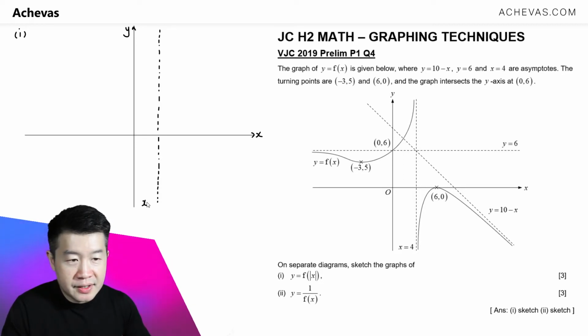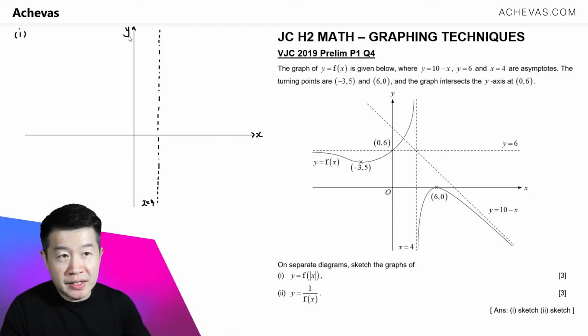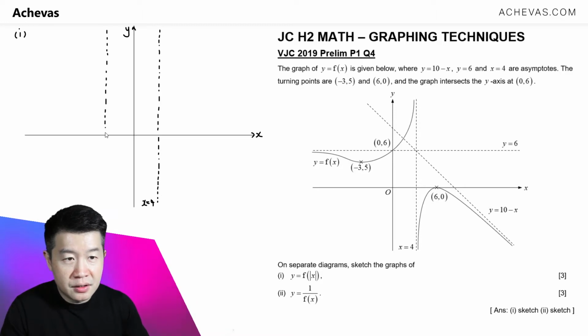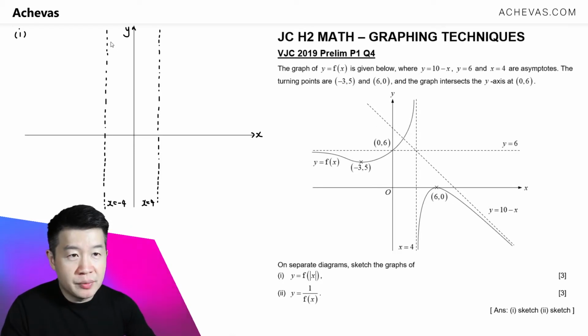So we have x is equal to 4 as my vertical asymptote, and this vertical asymptote will also be reflected about the y-axis. So let me just sketch in the reflected asymptote. So we have that here. Okay, and this is x is equal to minus 4. Let me sketch in the oblique asymptote. So my oblique asymptote is going to be something like this. Okay, this will be my oblique asymptote.